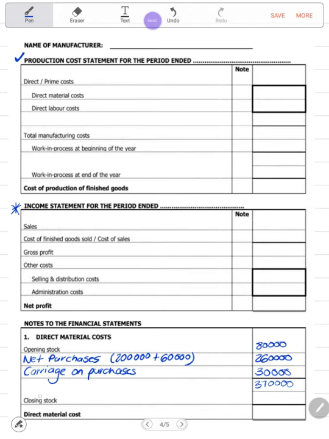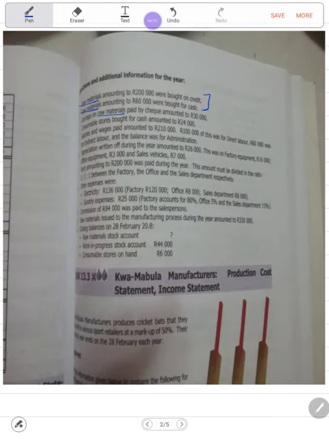Alright, Matrix, as you can see, they're asking us for the closing stock. Now, if you have a look at your information, there is a question mark at our closing balances. We don't have the raw material stock account balance. So what have we got to do? We have got to work back. Somewhere in this information, they will give us the clue. You are looking at number 10 over here, where they say raw materials issued to the manufacturing process during the year amounted to 330,000 Rand.